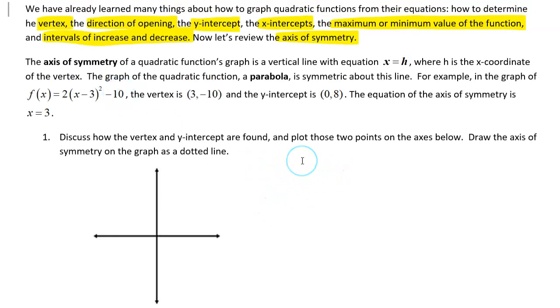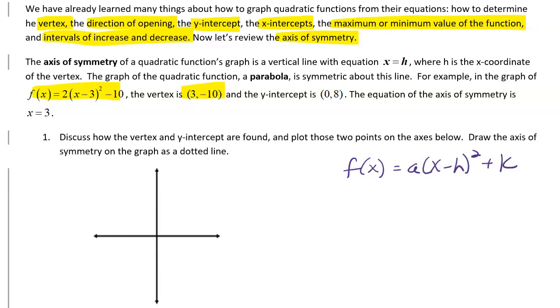So if you look at your function that's given, we know that's in transformation form, so we can pick out the vertex pretty easily. And just remember that with transformation form, you can always use that h and that k value to get the vertex. And so in this particular example, our h value is 3 and our k is -10. So that makes our vertex 3, -10.